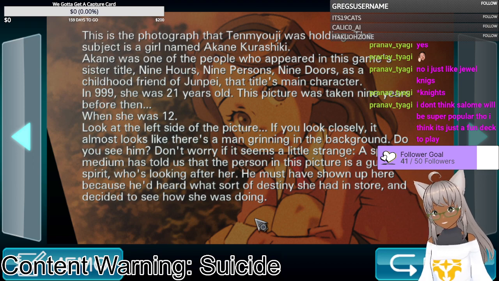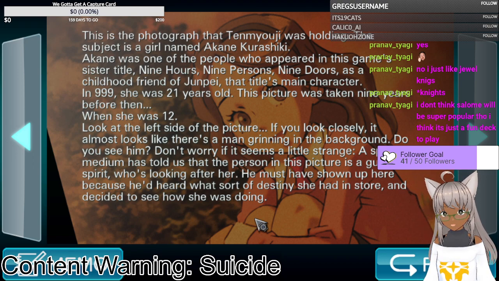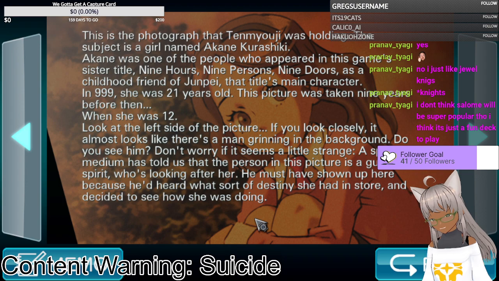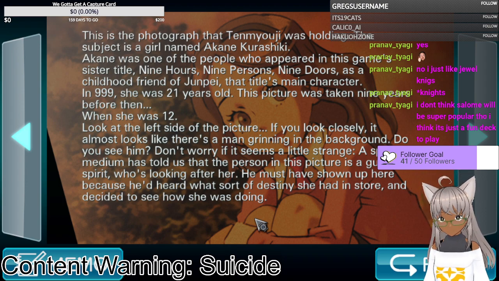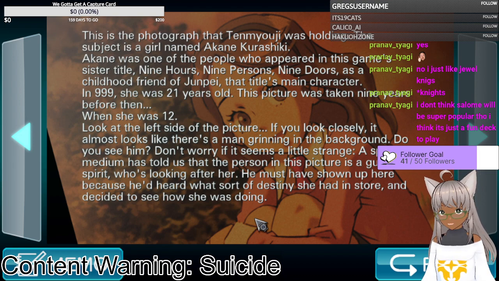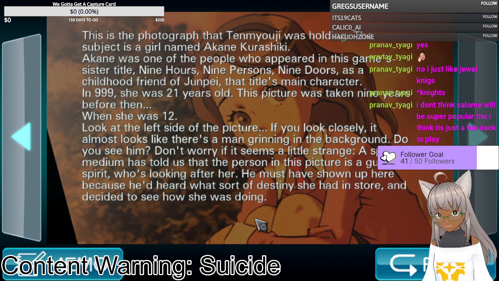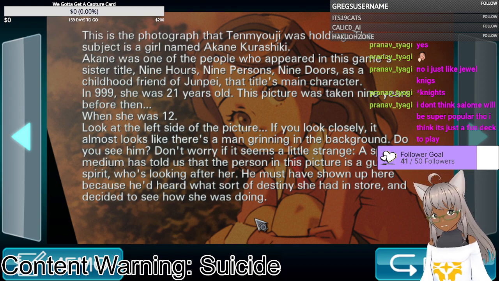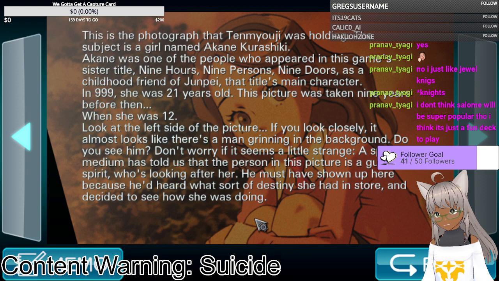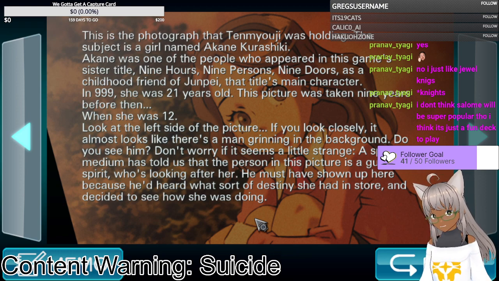Look at the left side of the picture. If you look closely, it almost looks like there was a man grinning in the background. Do you see him? Don't worry if it seems a little strange. A spirit medium has told us that the person in this picture is a guardian spirit who's looking after her. He must have shown up here because he's heard what sort of destiny she had in store and decided to see how she was doing.